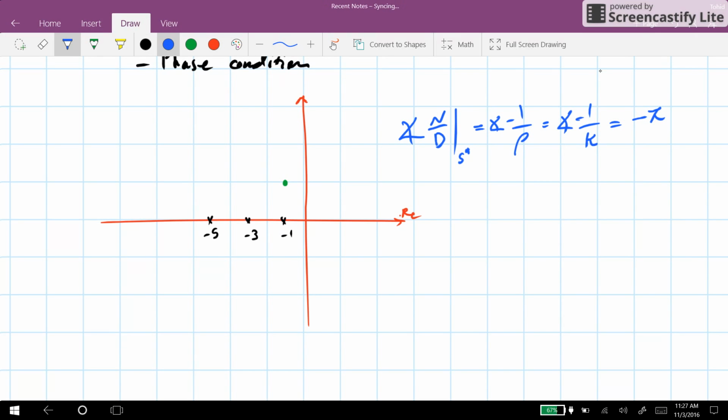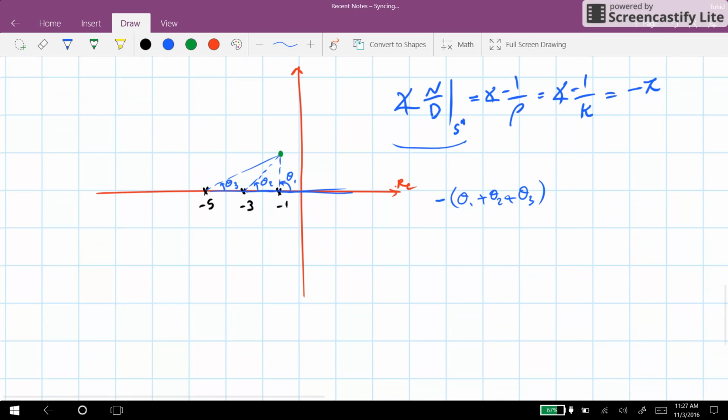For n, we have only 1, so the phase of n over d will be equal to minus the phase of d. To find the phase of d, we just need to connect each pole to the test point, draw a line from that pole towards plus infinity, and then determine the values of the angles theta 1, theta 2, and theta 3. So the phase of n over d will be equal to 0 minus theta 1 plus theta 2 plus theta 3. And we need to check whether this is equal to minus pi or not.